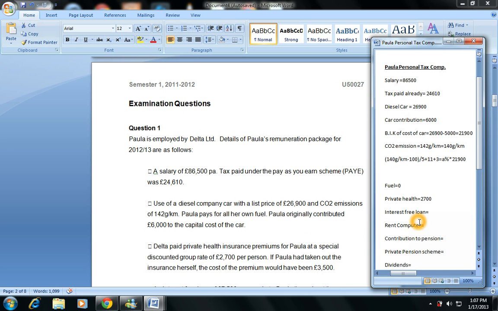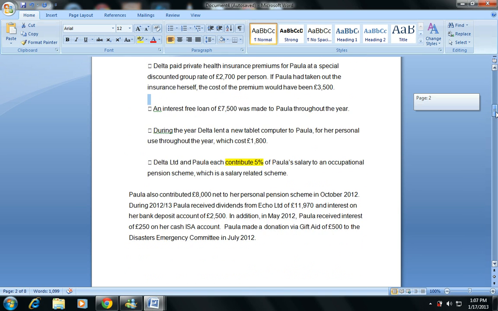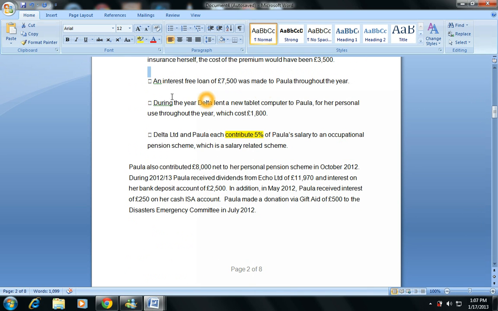We go to the next stage, which says an interest-free loan of 7,500 was made to Paula throughout the year.